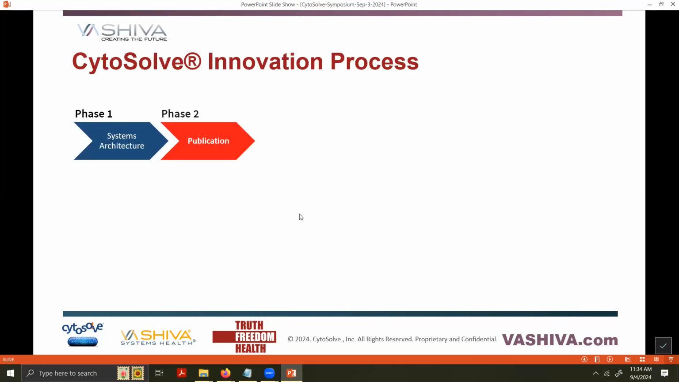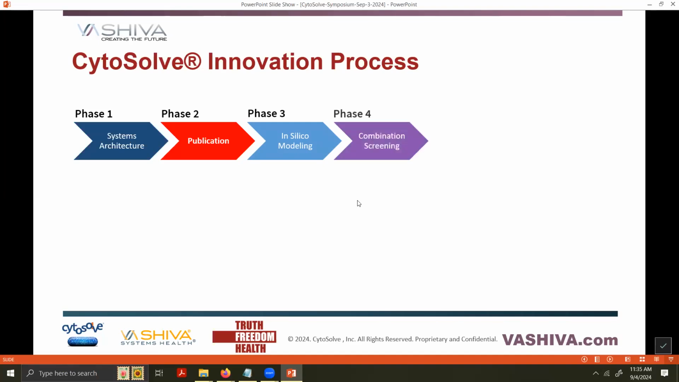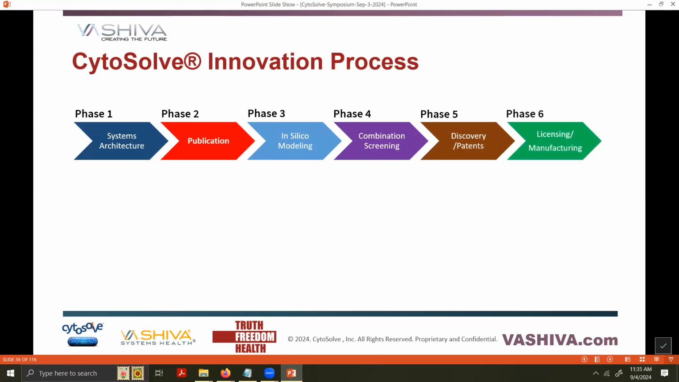Next, we then publish our findings to the global community. We give it away and we let other people critique it. That way we're fully transparent. Then we use that scientific molecular science framework, and we mathematically convert it to chemical equations from physical chemistry. That's called modeling. Then we use that model to screen compounds, combinations of compounds. And then once that's done, if we discover something, we get protection for it so the big pharma guys don't steal it. And then we license it or even manufacture it.